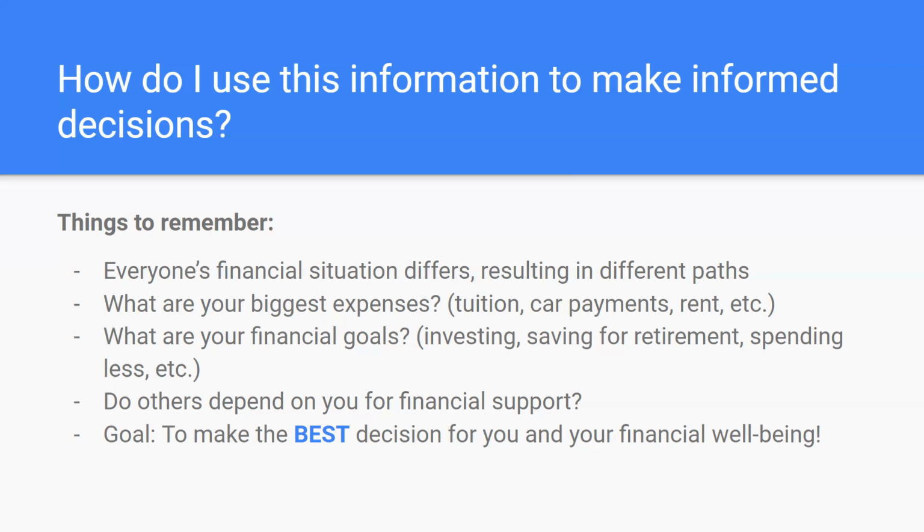So, with that in mind, think about what your financial goals are. Are they to invest some money that you're saving? Are you saving for retirement? Are you just trying to spend less money? Are you trying to just make ends meet? There's so many different goals you could have, and you can have more than one. You don't have to necessarily have one goal. It's okay to have multiple, and that can also be a very good way to really plan well for the future.